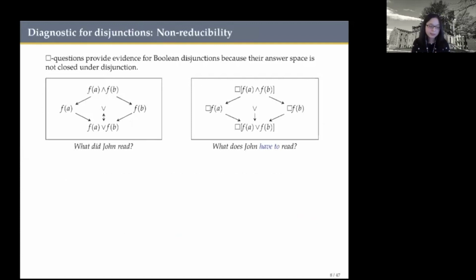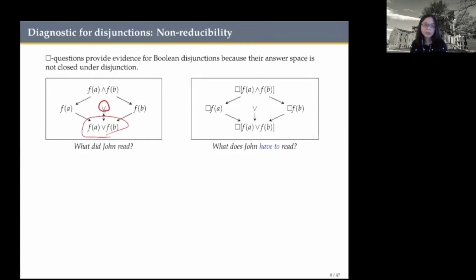More generally speaking, box questions provide evidence for Boolean disjunctions because their answer space is not closed under disjunction. So the 2 boxes illustrate the answer space for the 2 questions. On the left, for the episodic question, what did John read? The disjunctive answer is semantically equivalent to the disjunction of the 2 individual answers. So that's what the arrows mean, the entailment relations between these 2 propositions.